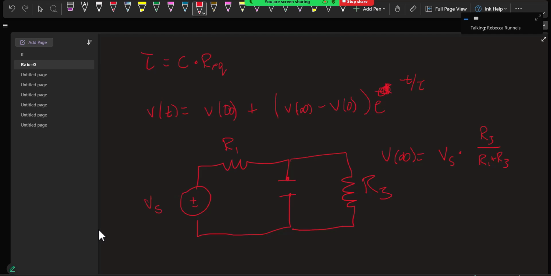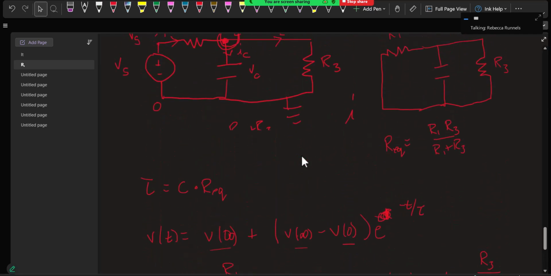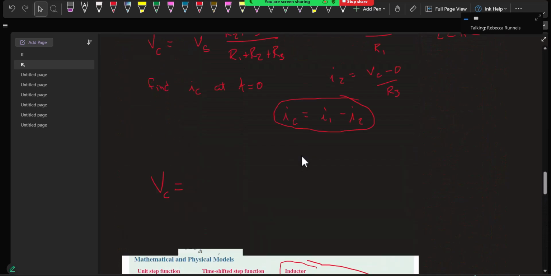Just doing voltage division. And now we have V at infinity. You could plug that in, you could plug that in. We found tau, you could plug that in, and that would get you the equation for the voltage. To get the equation for the current, you would do C times the derivative of that equation. I didn't actually mean to do that problem, because that was harder than I intended, but I did it.